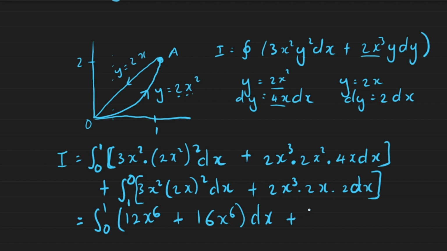And then we add now to this our second integral, second term. So that's from 1 to 0. X squared times x squared is x to the power 4. 2 squared is 4, 4 times 3 is again 12. So we have 12x to the power 4. And then let's look at the second term. We have x cubed times x, that's x to the power 4. 2 times 2 is 4, 4 times 2 is 8. So we have x to the power 4 as well, so we can just add to this. So that will give us 8x to the power 4 dx.